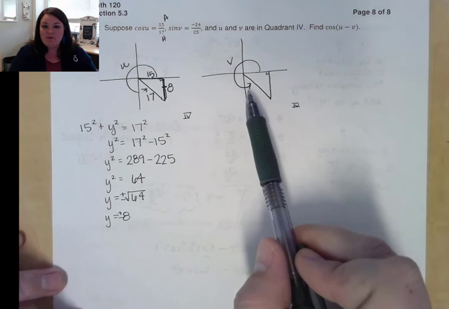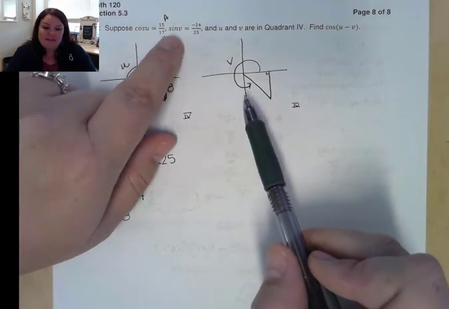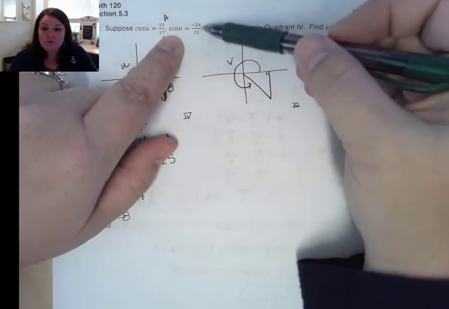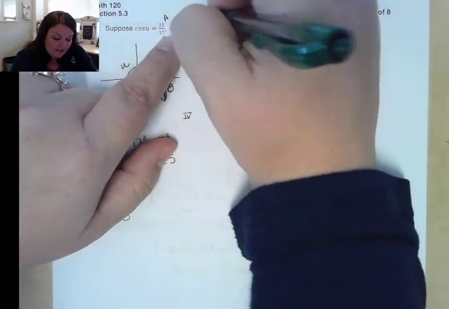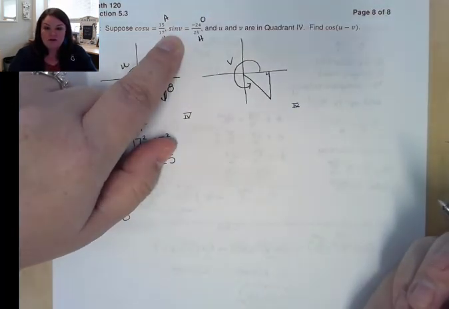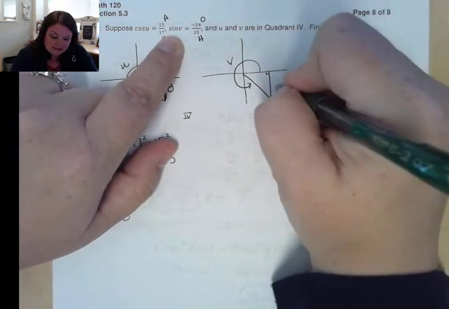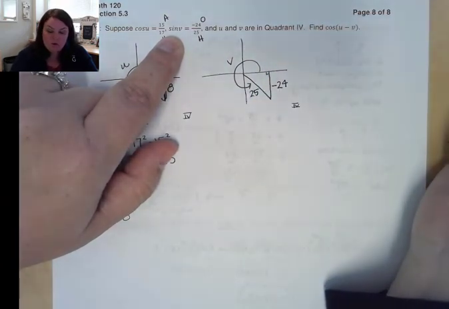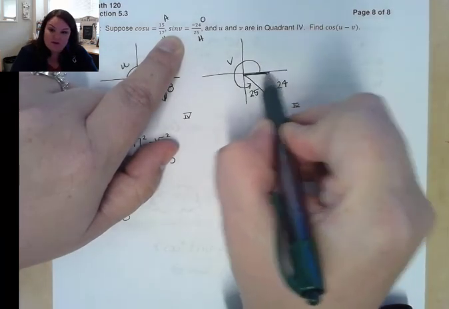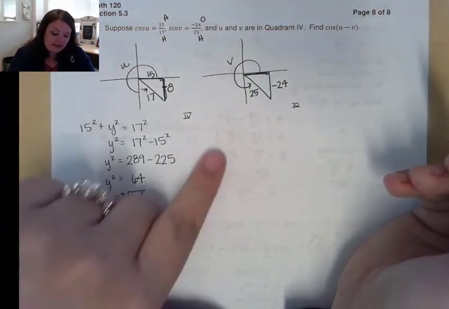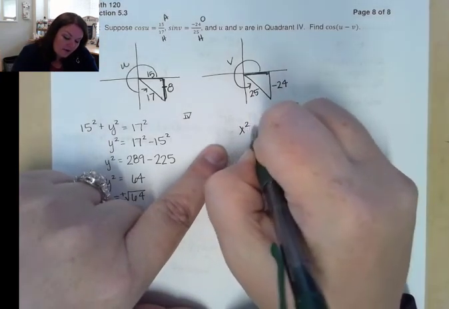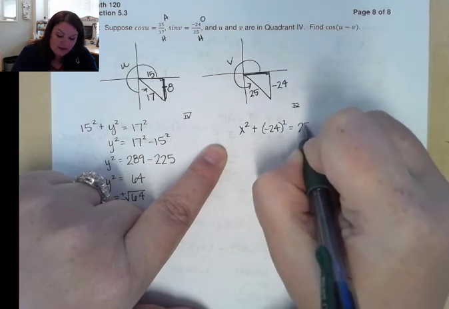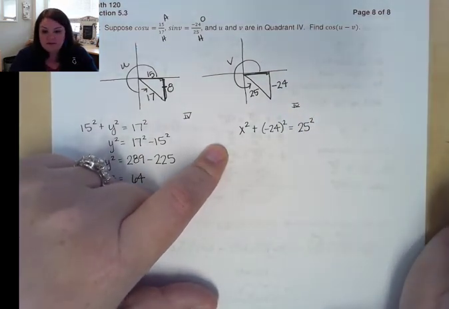Now I want to do the same thing with my v angle. My v angle says that sine value of v is -24/25. Sine is opposite over hypotenuse. So that means this opposite side is -24 and my hypotenuse is 25. And what we need to know is this x value, right? So I'm going to set it up the same way. X squared plus my y value, which is 24 squared, is equal to my hypotenuse, which is 25 squared.